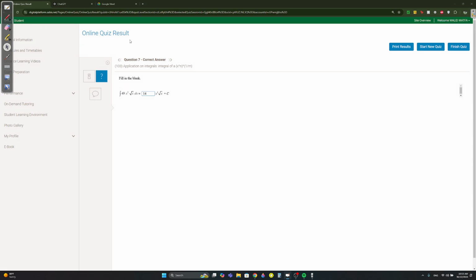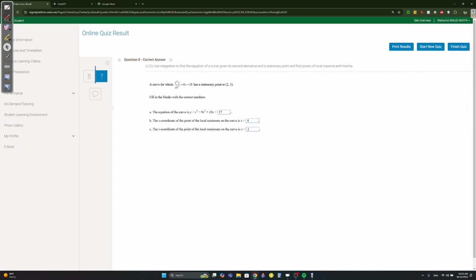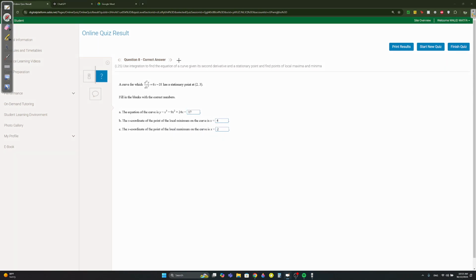Question 8. Okay, this one's a bit tricky. A curve for which d squared y over dx squared is equal to 6x minus 18 has a stationary point at 2, 3. The equation of the curve is what? When they say this, it basically means y double prime. Because y prime is dy over dx, y double prime is d squared y over dx squared. This is the second derivative.